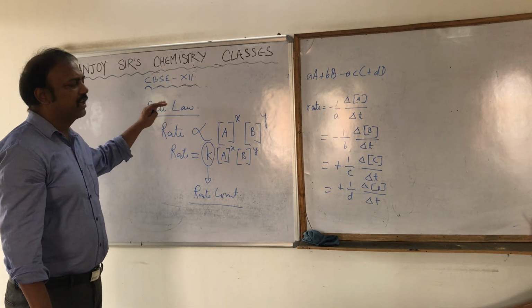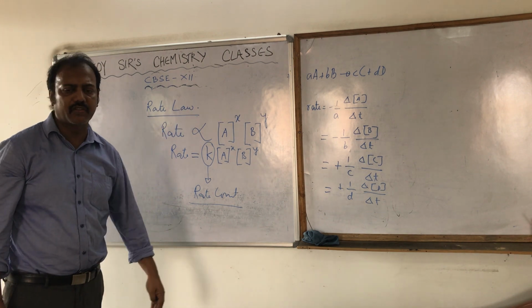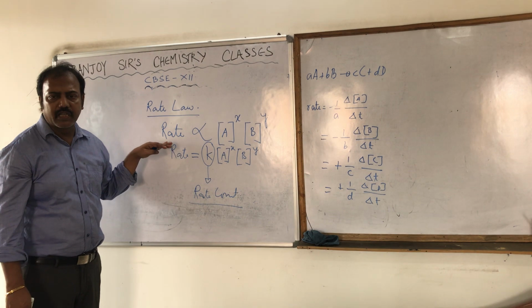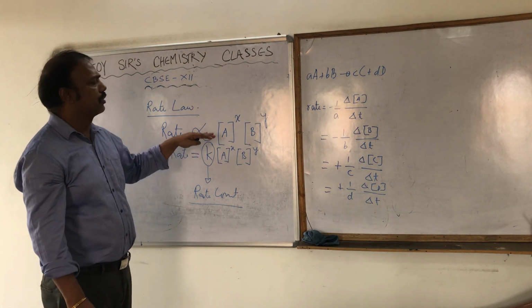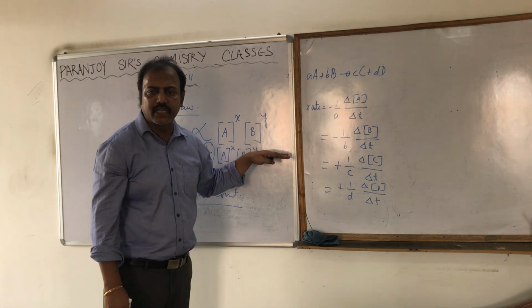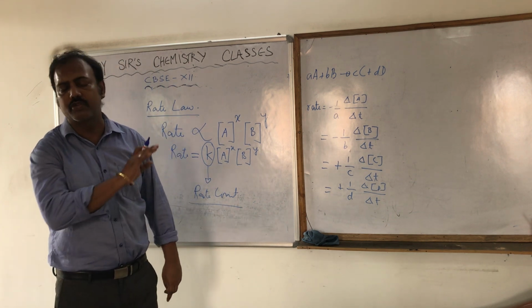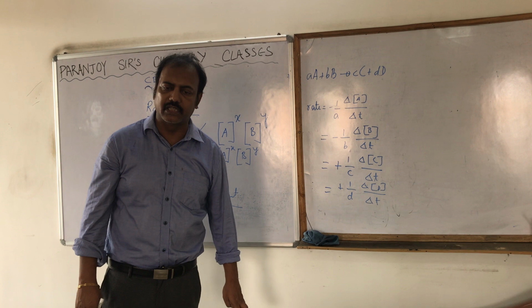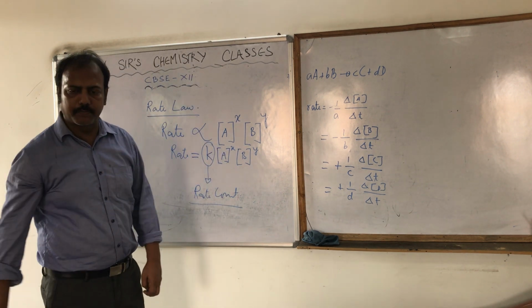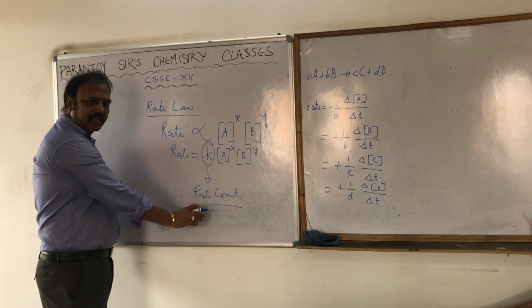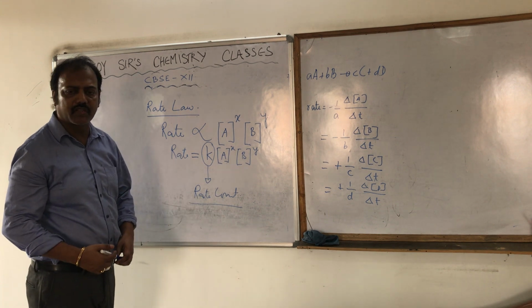So what is rate law, or what does the rate law tell? Rate law tells that the rate of a chemical reaction is directly proportional to the concentration of the reactants raised to some power. What power, we cannot predict theoretically. We have to do the experiment, and by equating that we get a proportionality constant, and that proportionality constant is known as the rate constant.